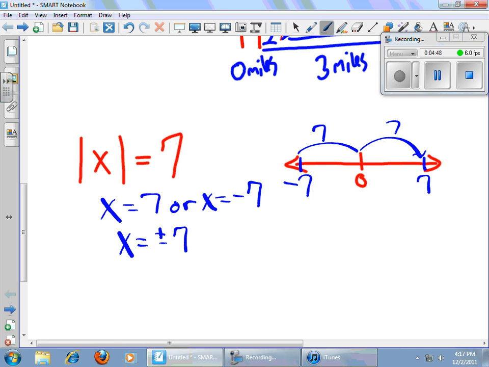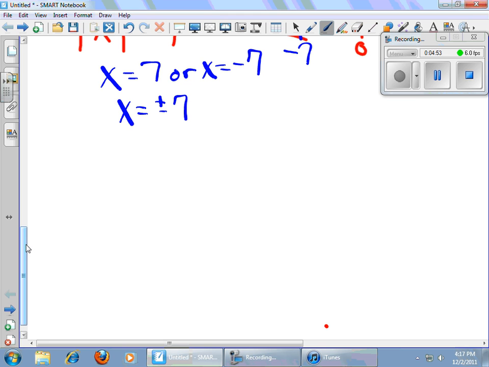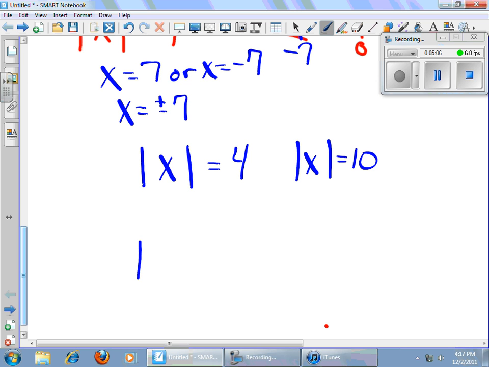All right, anyway. Tell you what, try these problems. The absolute value of x equals 10. Actually, we're going to do 4 problems because they're so simple. The absolute value of x equals 4, the absolute value of x equals 10, the absolute value of x equals 0, and the absolute value of x equals negative 3. Go ahead and pause the video, and we'll see if you come up with my answers.